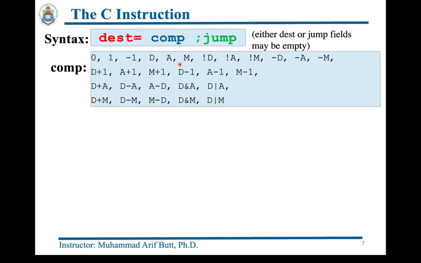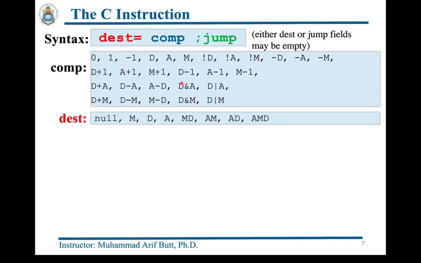Computation can be any one of these 28 different operations. We can straight away place a 0, 1 or -1 as the result of computation, or the values of D, A and M registers, or we can do a bitwise NOT of these registers. We can do a decrement or increment to these registers, and can perform add, subtract, bitwise AND and bitwise OR on the contents of D, M and A registers. So as far as the computation is concerned, over here you can place any one of these symbols or operations.